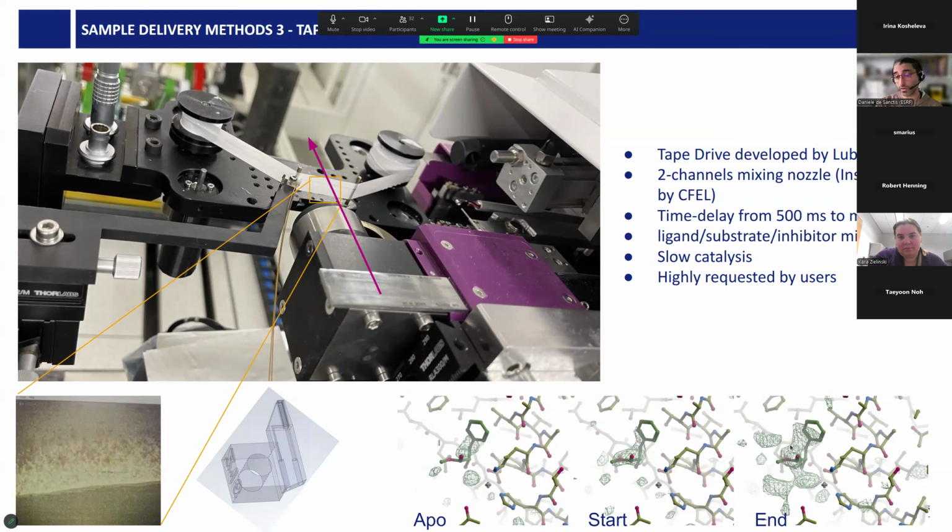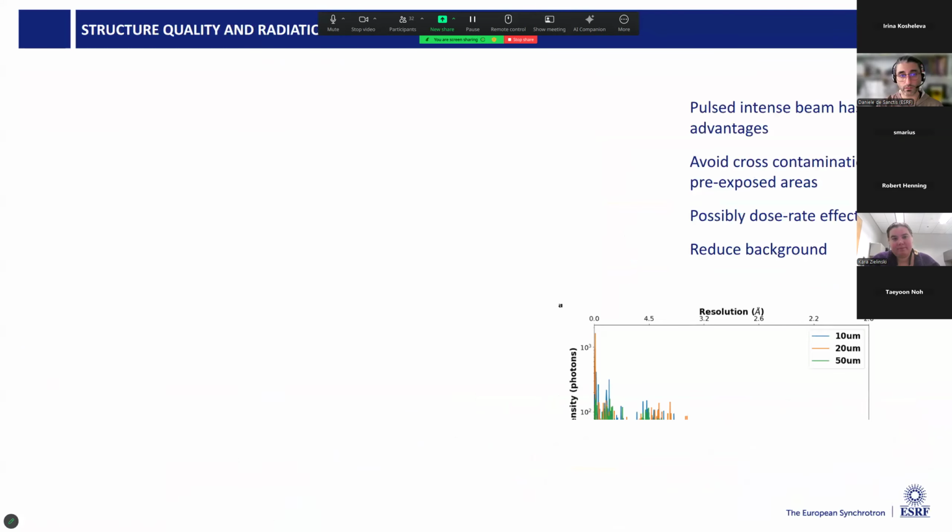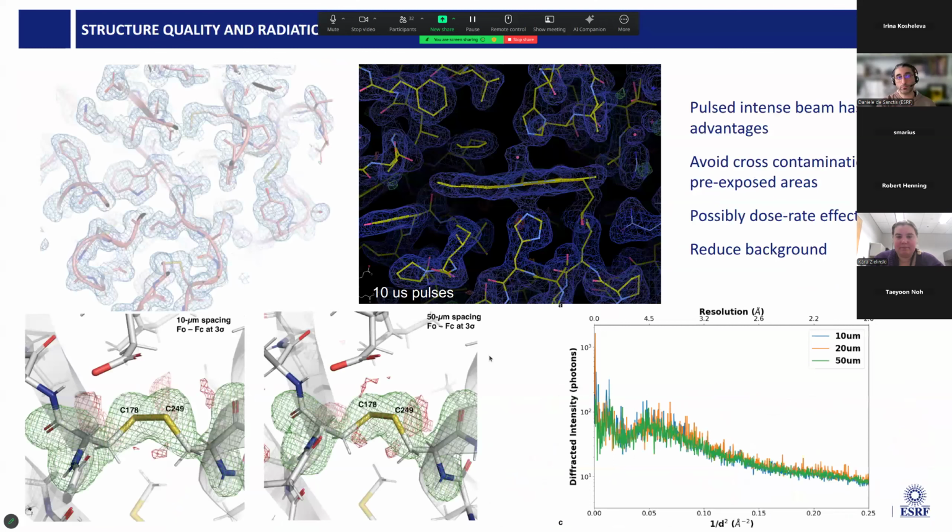And this is highly requested by users. Of course, it's a trickier operation than the foils, but what we saw is that it can be very versatile based on the sample. So now a bit on structure quality and what could be the effect of radiation damage.